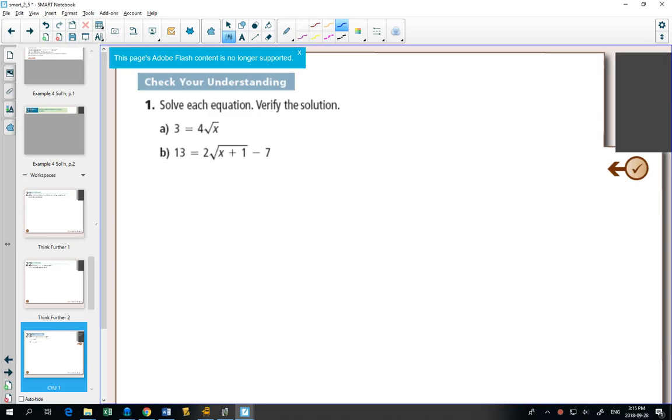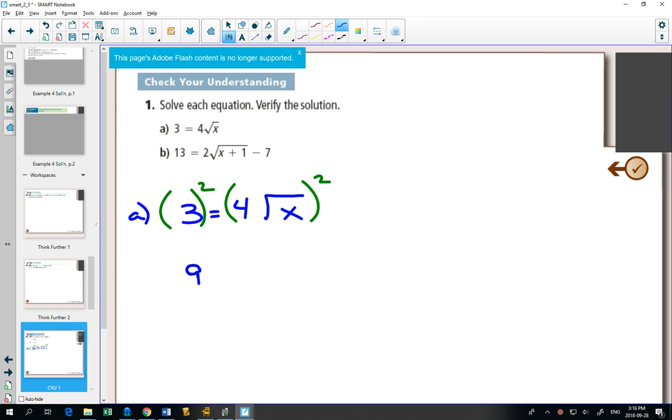Example 1. In A, I have 3 equals 4 root x. When the square root is one term on this side, at this point you could square both sides. We would say that the term with the square root is isolated. It's by itself. So I square this whole side and I square this whole side.